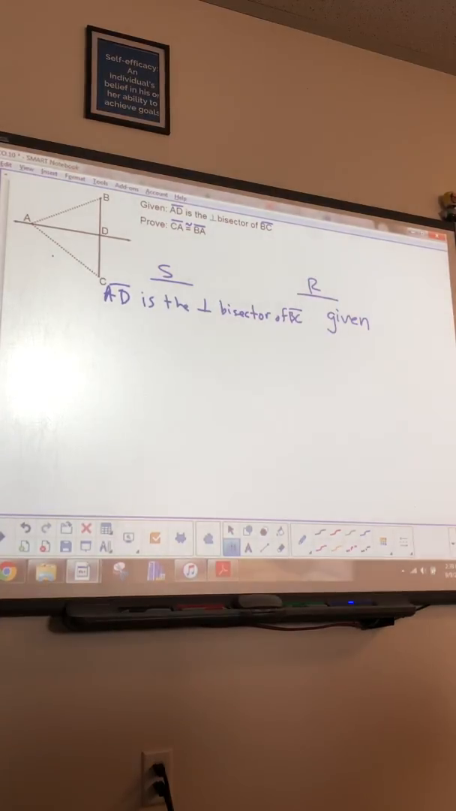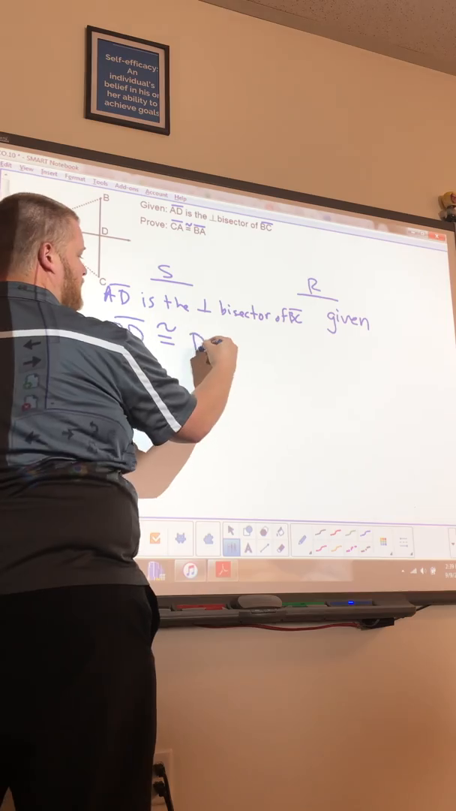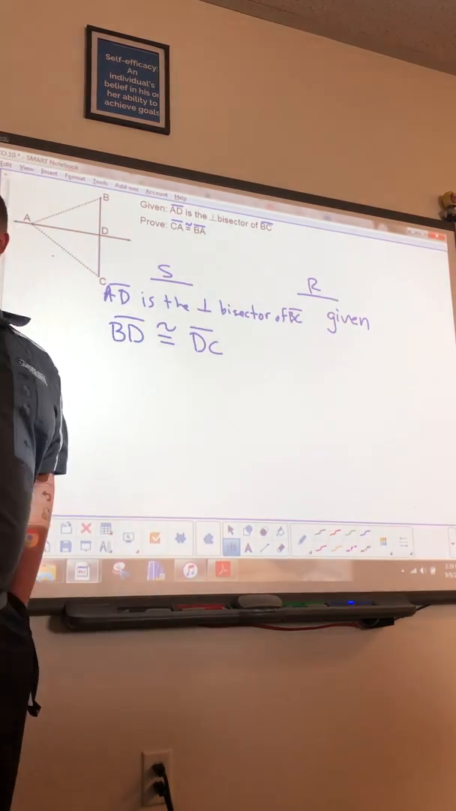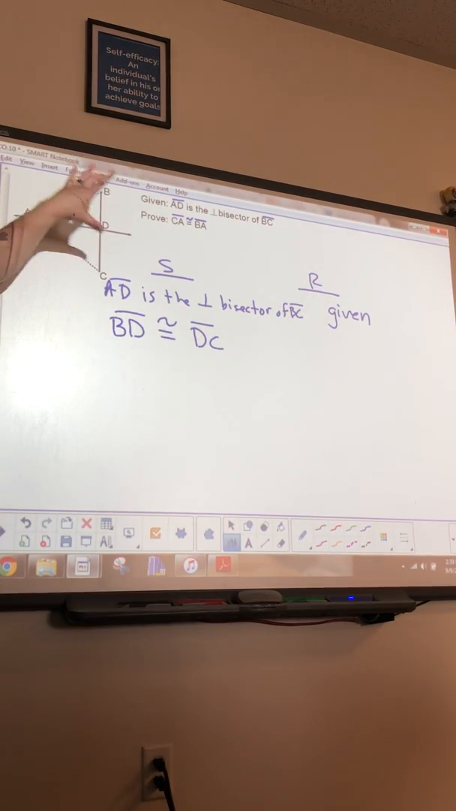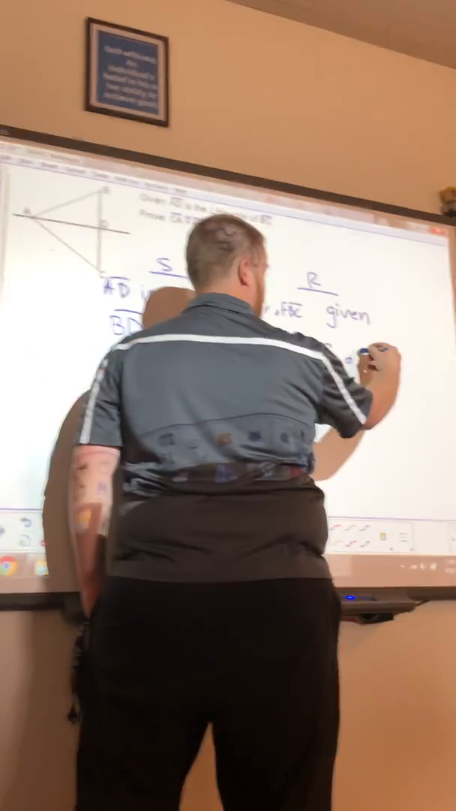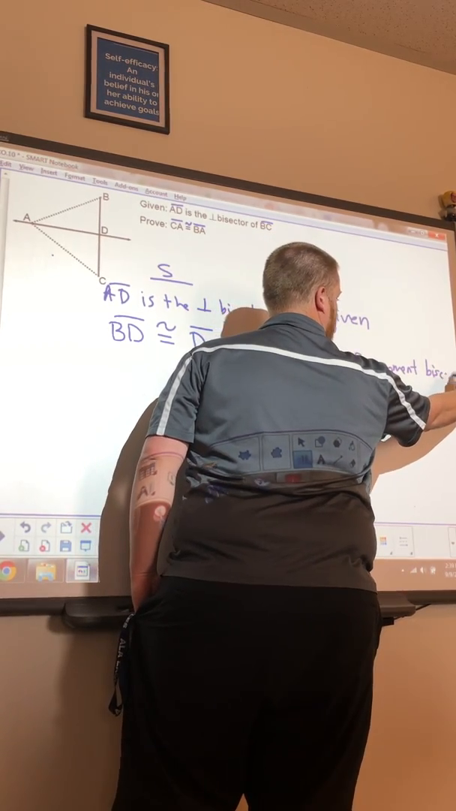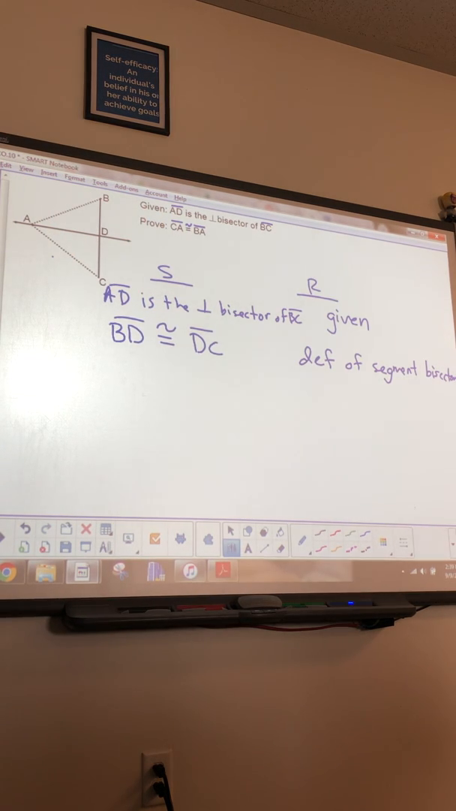That means BD and DC are the same. Perfect. So BD is congruent to DC. What would that property be? I can't remember the name of it. It says it's a bisector, right? A segment bisector cuts the line in half. So it's our definition of segment bisector. By definition of segment bisector, they're the same.